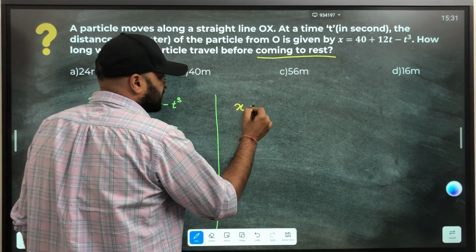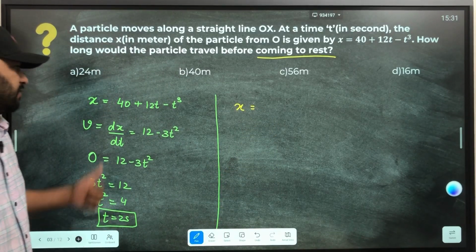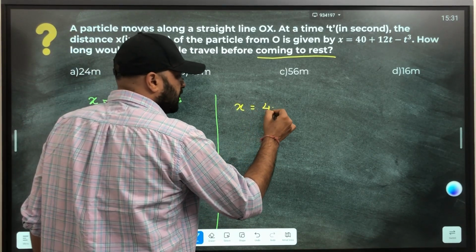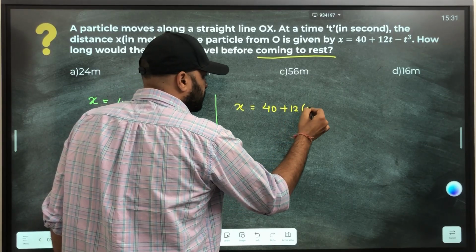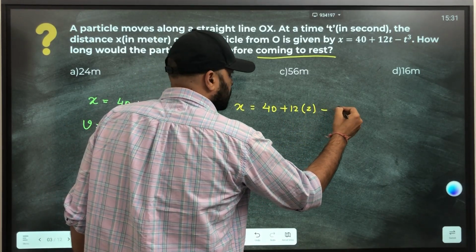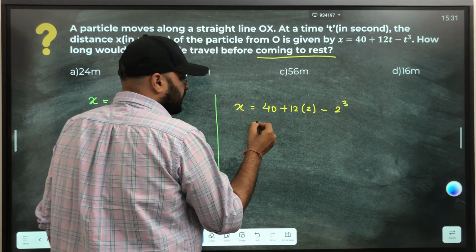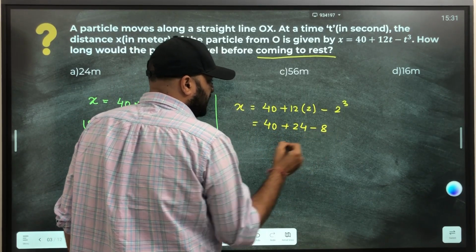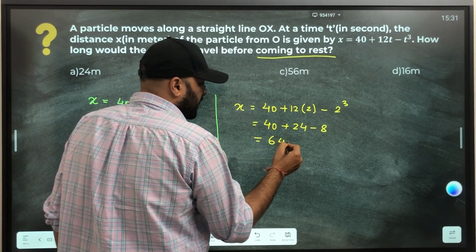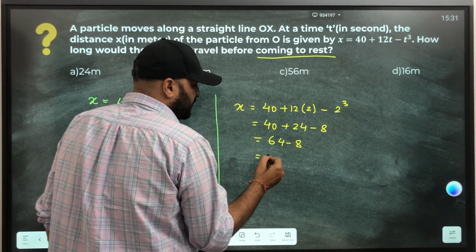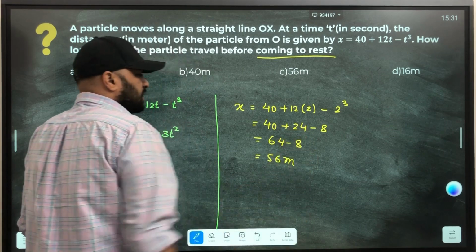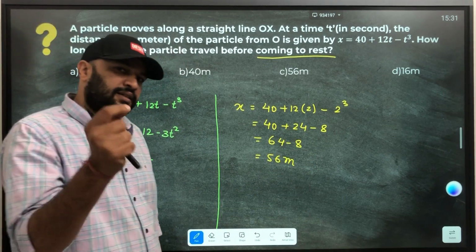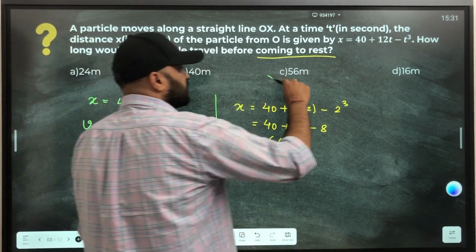So the position x at time 2 seconds will be equal to 40 plus 12 into 2 minus 2 cube, right? So that will be equal to 40 plus 24 minus 8, right? And that will be 64 minus 8, and that will be 56 meters. That's our displacement, right? So our x is equal to how much? 56 meters. That's option C.